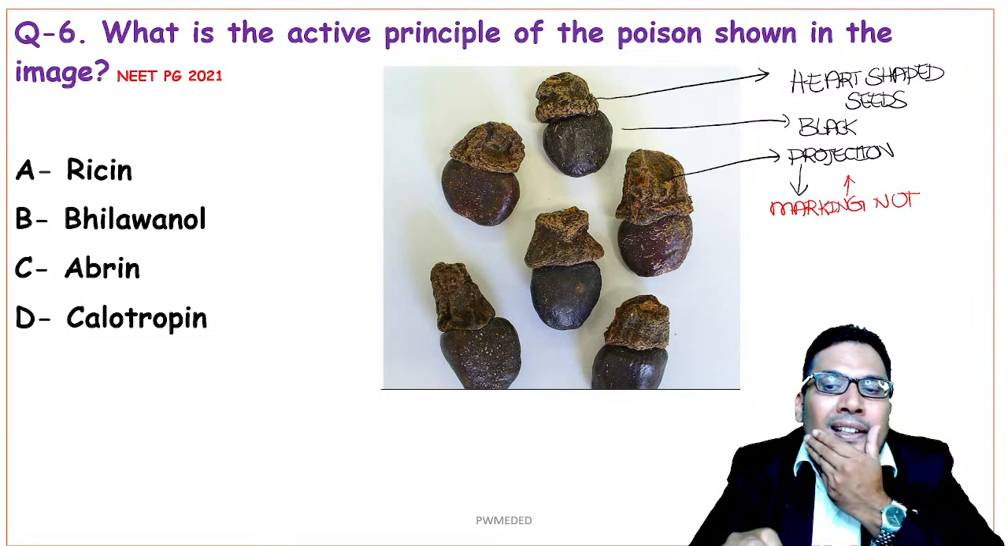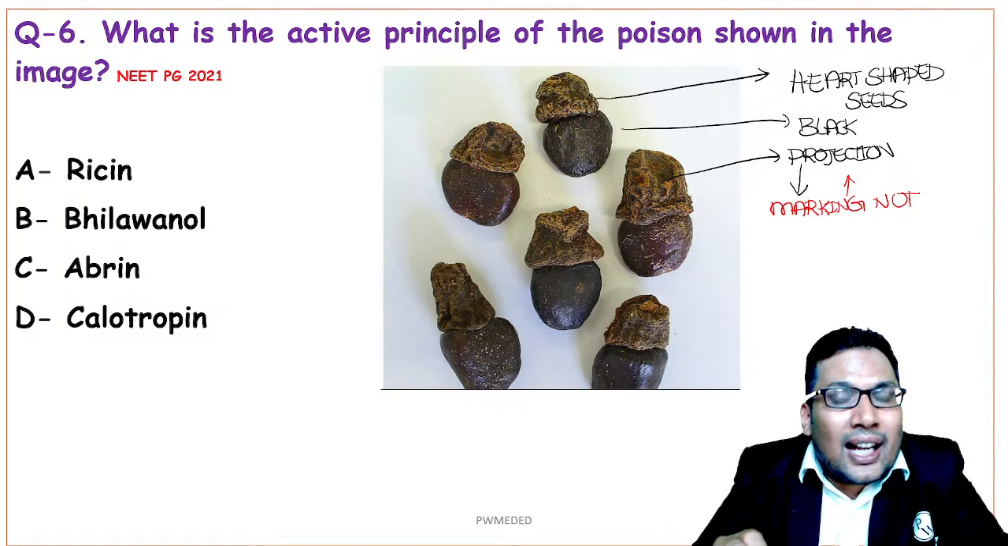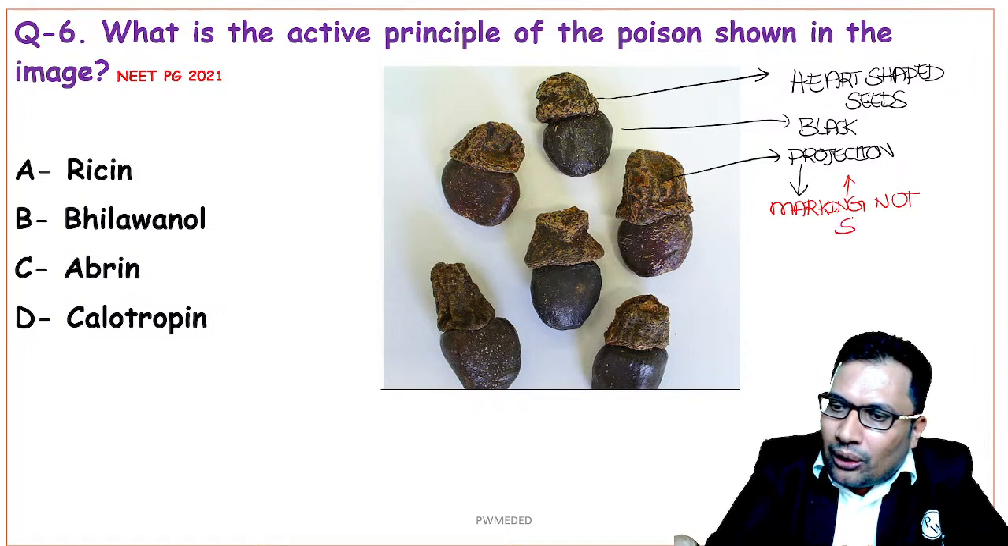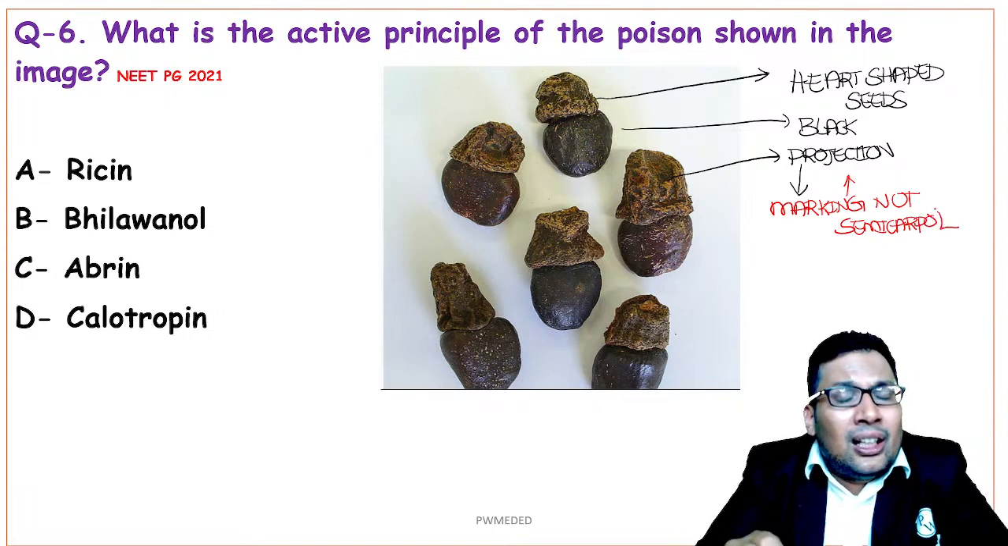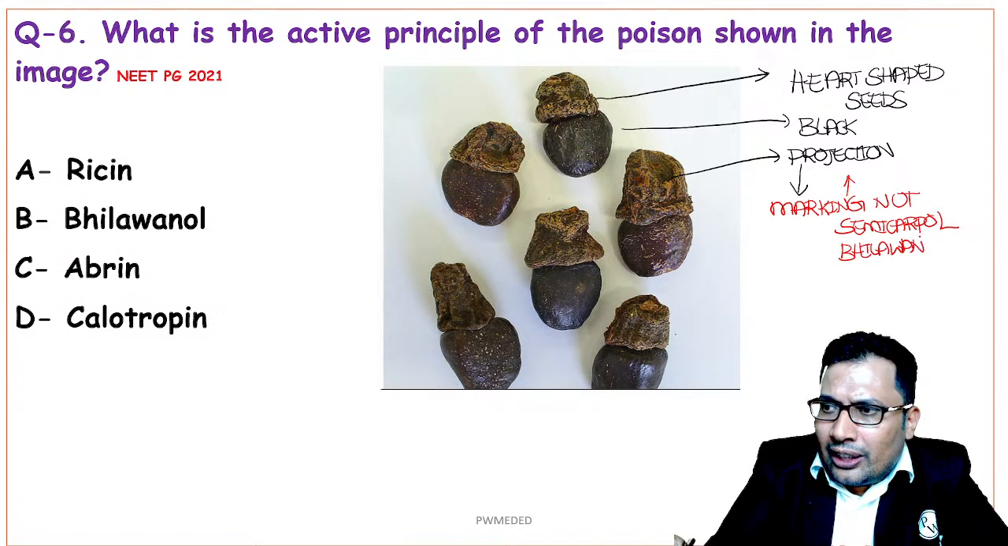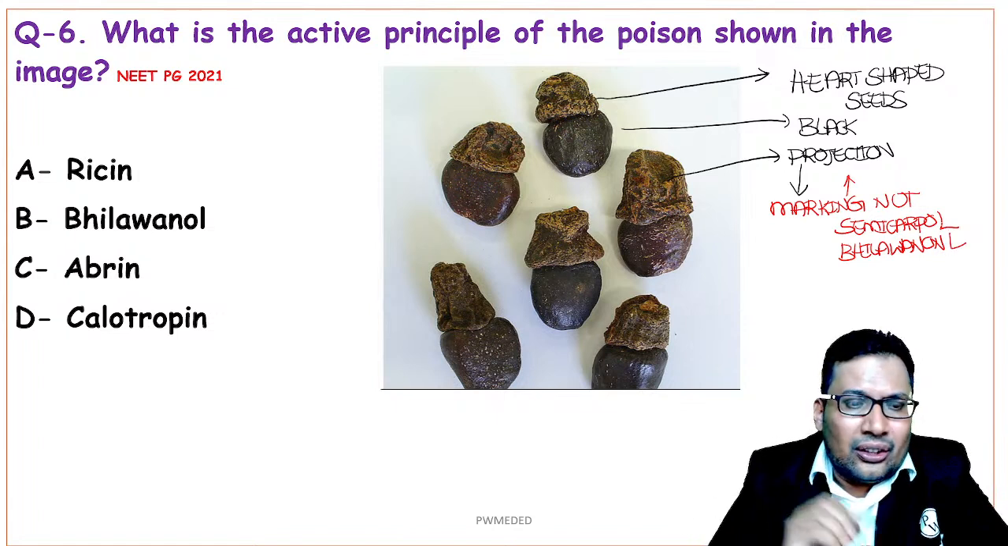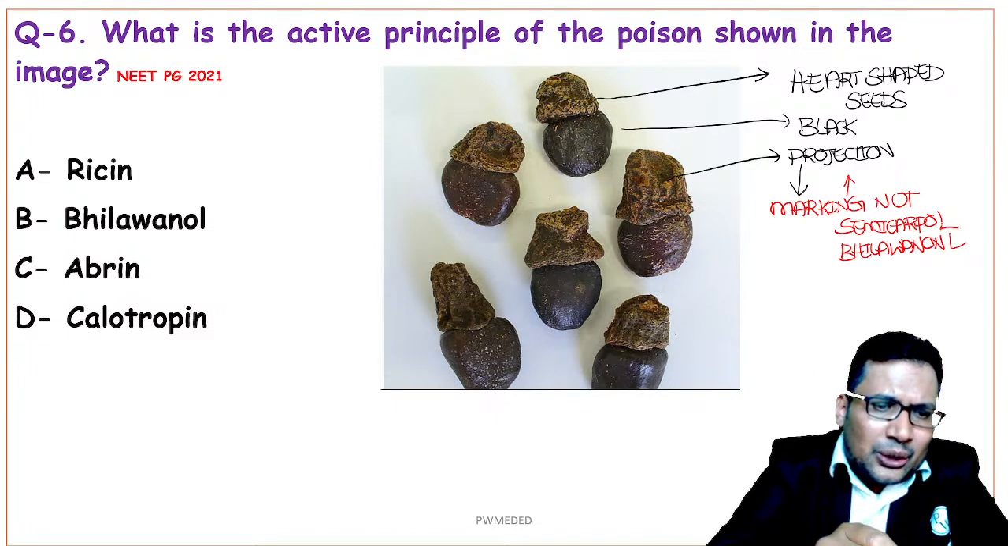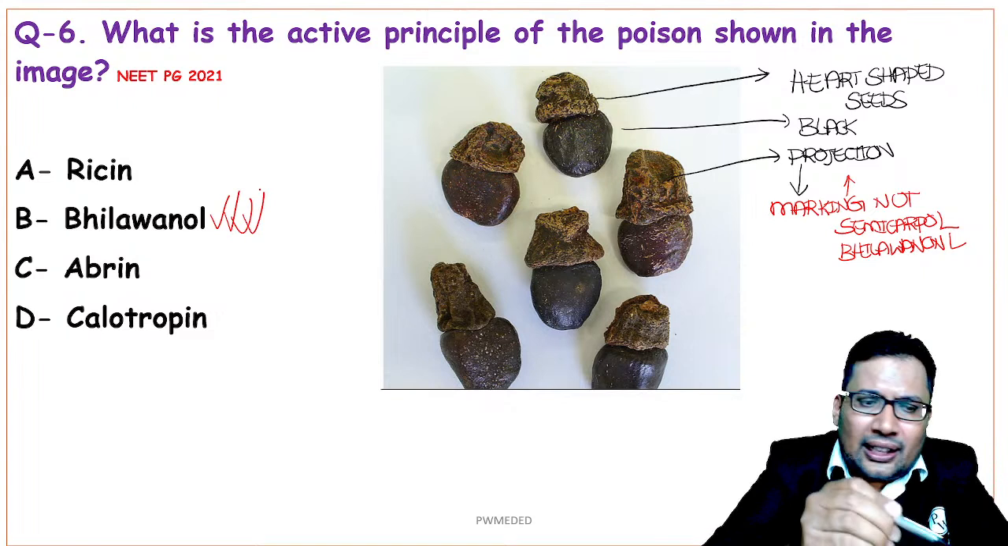What is it known as? Semecarpus anacardium. What is the active principle? Semecarpol is there. And one more, that is bhilawanol. So bhilawanol is the correct answer. What is the answer for this question? Your answer should be bhilawanol.